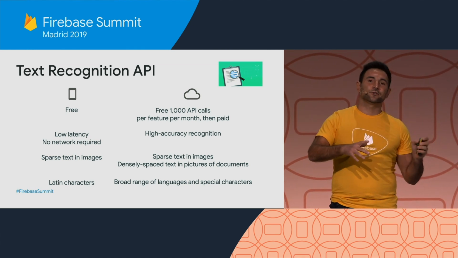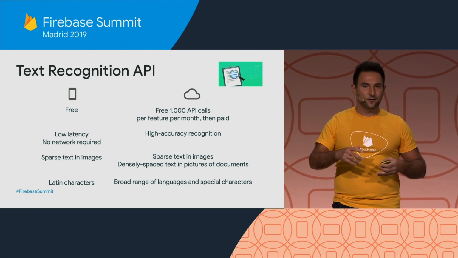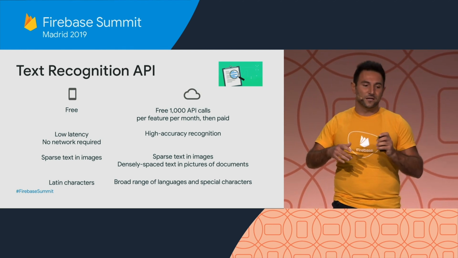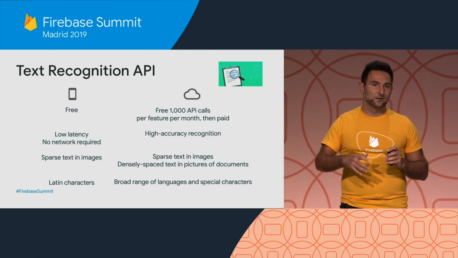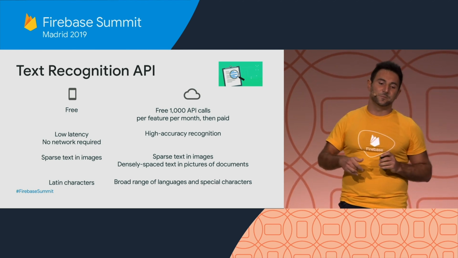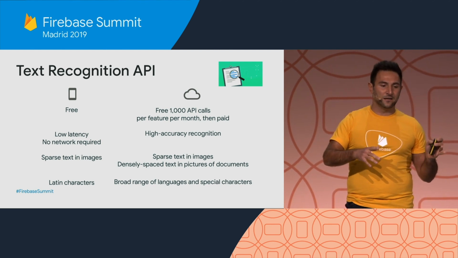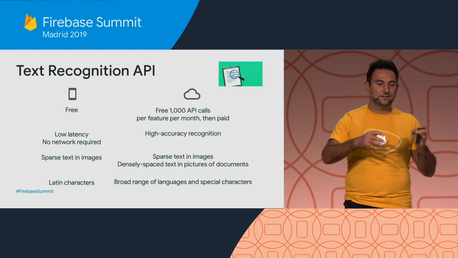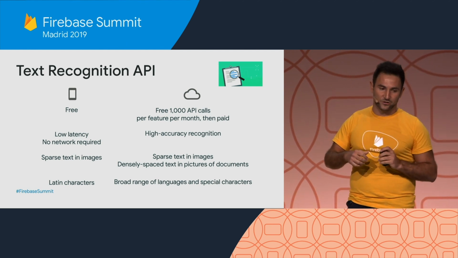Let's go from the simplest solution first. Let's say we want to recognize the text in the ID, so we can come up with some solution to say whether it's a verified ID or not the right ID. We have two flavors of the text recognition API. The on-device API is completely free, while the cloud API is free up to 1,000 API calls per feature per month. The on-device API is perfect for low latency, such as real-time applications, and it does not require network. The cloud API has higher accuracy recognition.